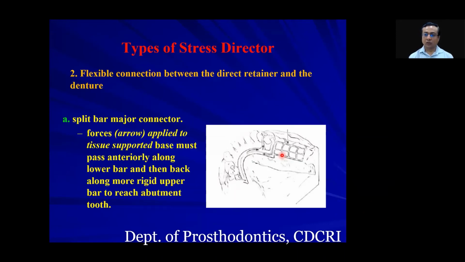Because of this long path, and the path is made up of a flexible component, a lot of force is dissipated. So not all the occlusal forces are transferred to the abutment tooth. A lot of force is dissipated along the path because of the increased length and the flexibility of the path. If there is a direct connection, then the force is directly transferred to the abutment tooth. But in this case, you have split the major connector.